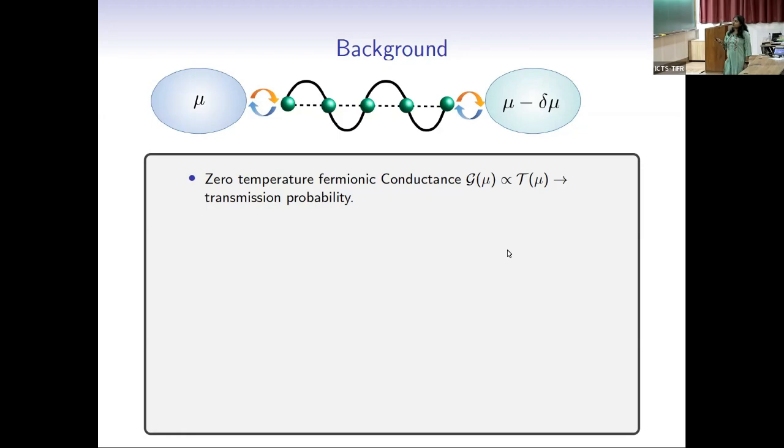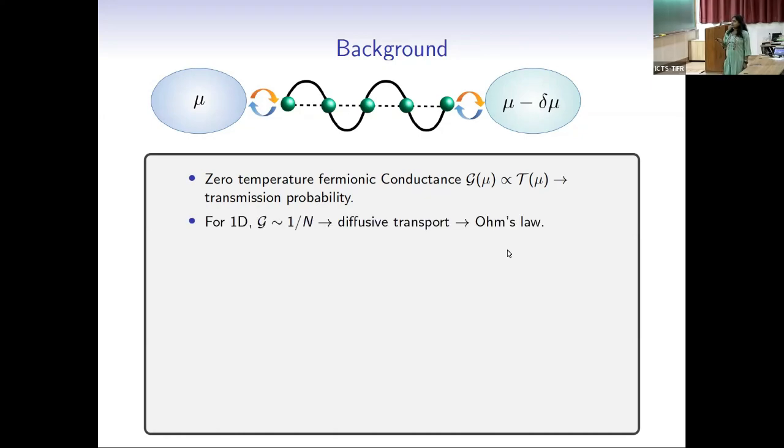So this is a non-equilibrium scenario. In the long time, the system will reach a non-equilibrium steady state. In that case, at zero temperature, the fermionic conductance G(mu) is proportional to the transmission probability. What is that? The probability of transmission of a particle from the first side to the last side.